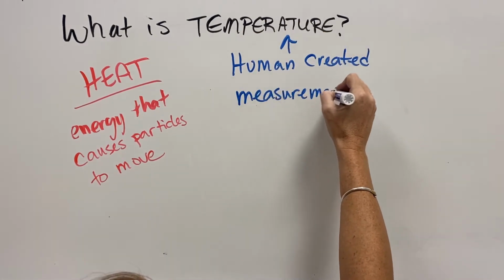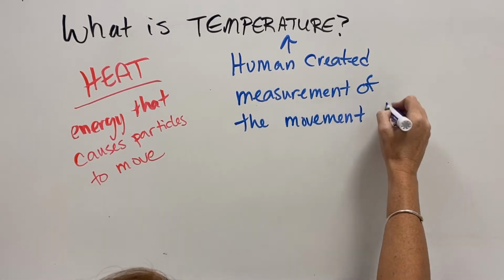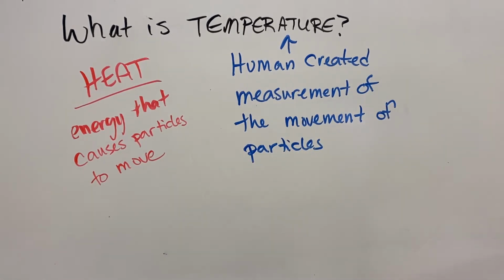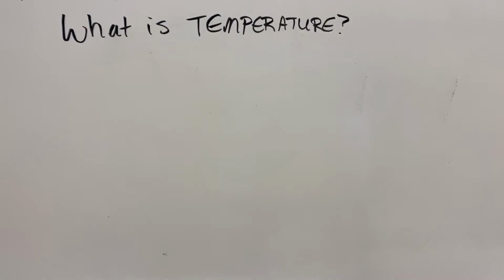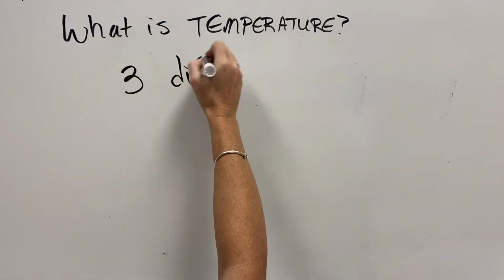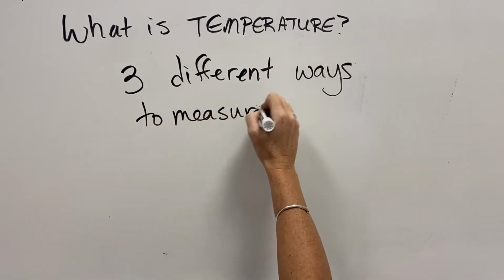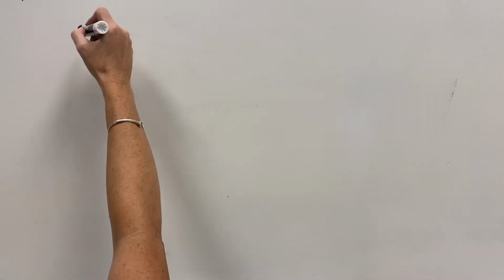Humans created measurement systems to try to get an idea of how fast the particles are moving. And we did that long before we even knew that temperature or heat caused particles to move, and temperature was actually measuring the movement of the particles. So there are 3 different systems that have been created and widely used, and we're going to look at some of the pros and cons of those.